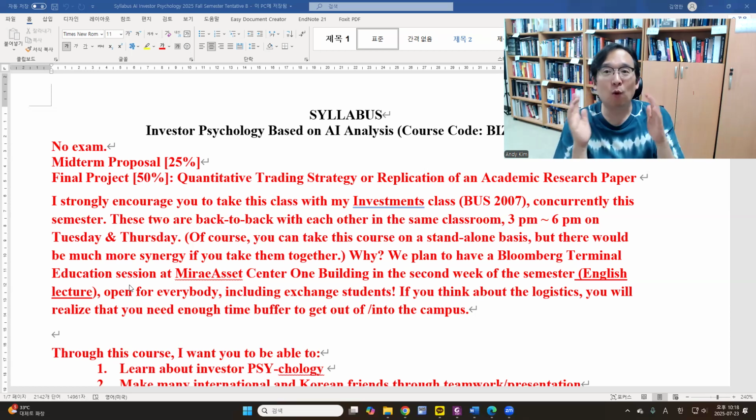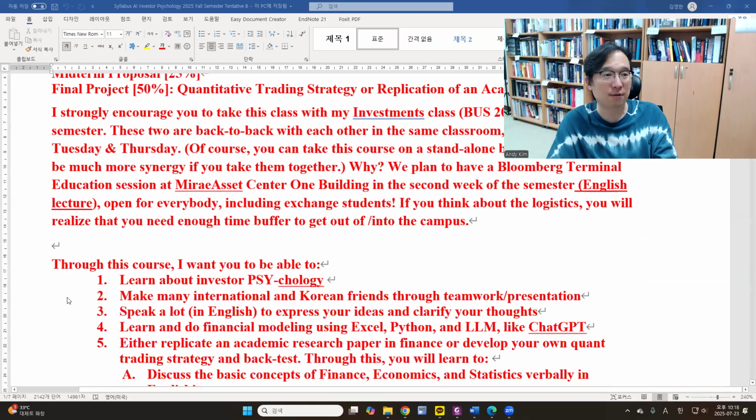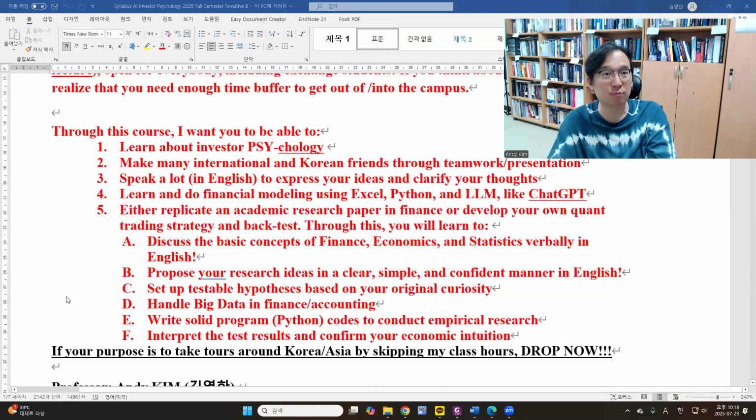So if you take only one of these classes, maybe you will have a hard time getting to that Bloomberg session, okay? So that's one reason I strongly encourage you to take two classes together simultaneously, so that you will have enough of a time block. And there are additional reasons I strongly encourage you to take these two classes together. But let me move on to this class's purpose first, and then we'll get back to this Bloomberg idea later.